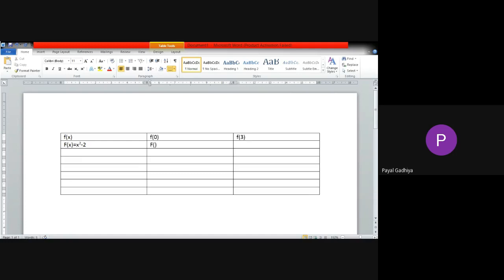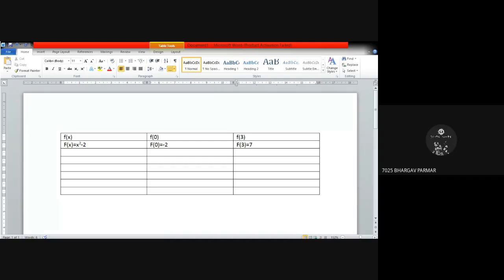If I'm putting x as 0, then what will I have? 0 square minus 2. Now 0 square will be 0, minus 2. So 0 minus 2 will be minus 2. Then the next is f of 3. So f of 3 means at the place of x, I will put 3. So 3 square will be 9, and 9 minus 2 will be 7. So this is the way all of you have to give the function and then the values of f of 0 and f of 3. Fine. Is it okay for everyone?